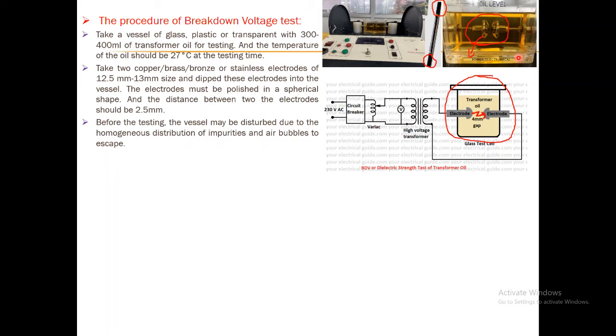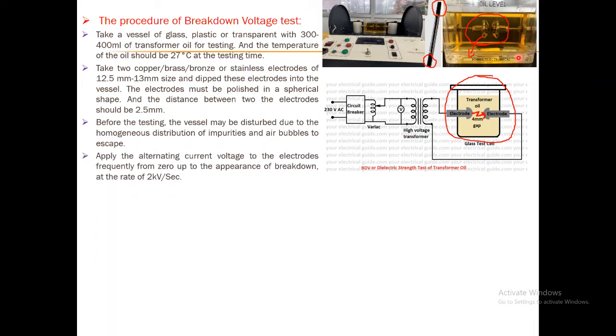Otherwise, after pouring the liquid, in the presence of solid impurities, air bubbles and vibrations, if you apply the voltage, it may create an instant breakdown, which is not the expected one.